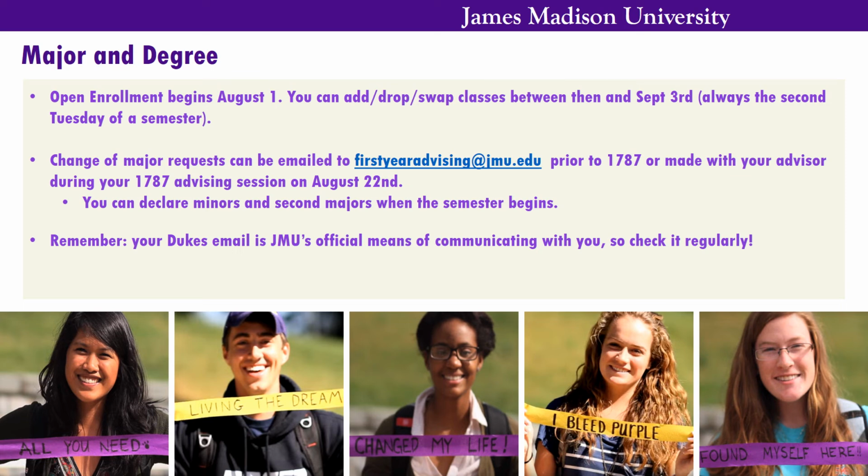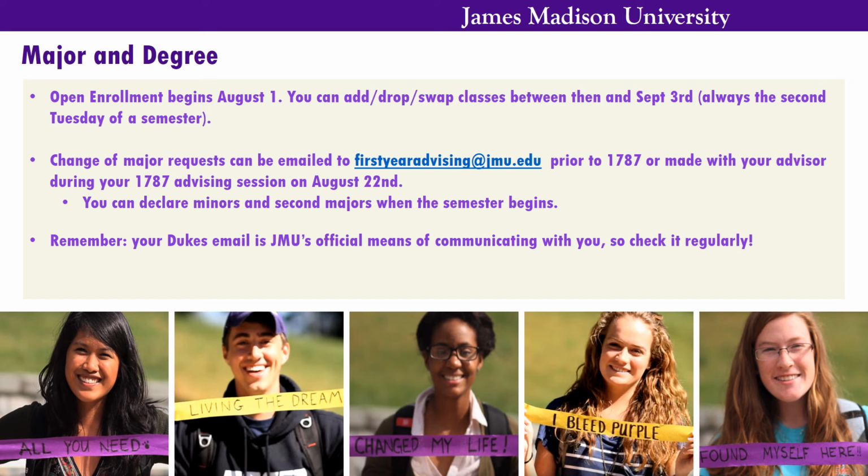Change major requests. If you're currently thinking about changing your major, anytime between now and when you arrive on campus for 1787 orientation on August 22nd, please reach out and email first year advising. We'll make that change for you and reassign you to a new advisor all the way through August 13th. After that, we can still change your major, but we won't necessarily change your advisor at that point.